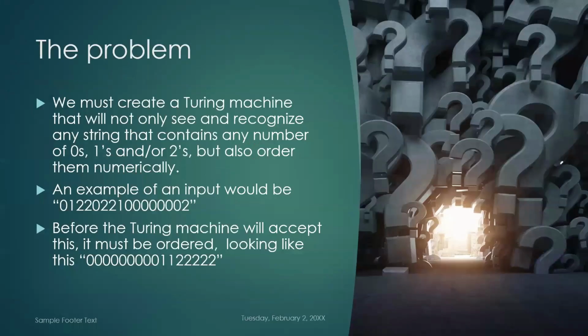So the problem is we want to make a machine that can read any string containing any number of 0's, 1's, or 2's. So it can contain the empty string. It can contain a 1. It can contain a 2. It can contain a 0. It can contain a 1, a 2, and a 0. It can contain any number. So an example would be this: 0, 1, 2, 2, 0, 2, 2, 1, 0, 0, 0, 0, 0, 2.